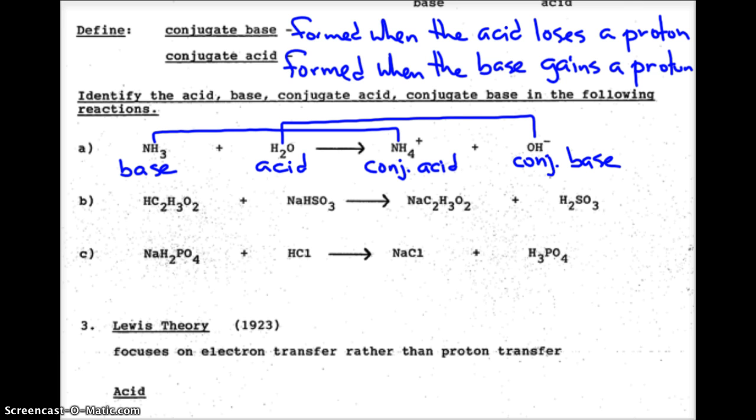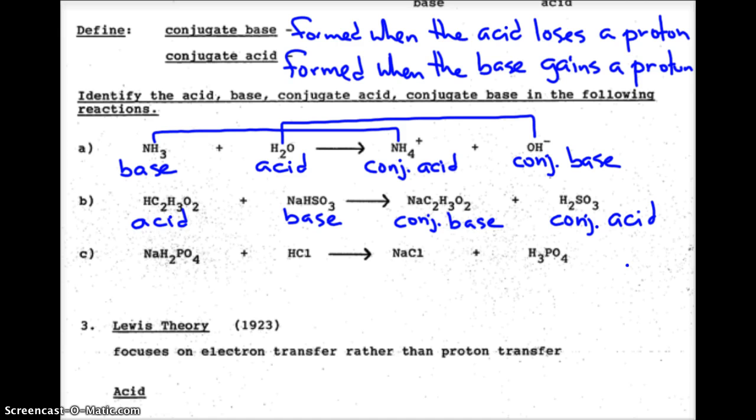Here we have another example, HC2H3O2, that's acetic acid, goes to, on the right, sodium acetate. So this would be my acid, and then on the right, sodium acetate is my conjugate base, and my NaHSO3 would be the base because it gained a proton over here on the right, and that is now the conjugate acid.